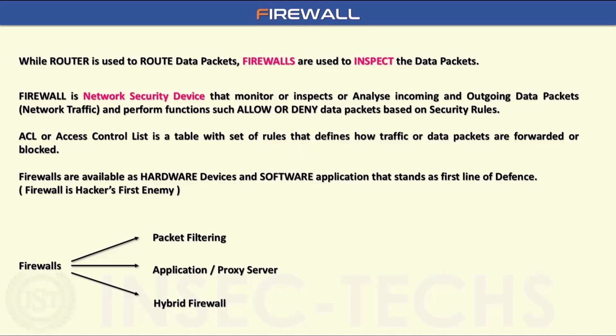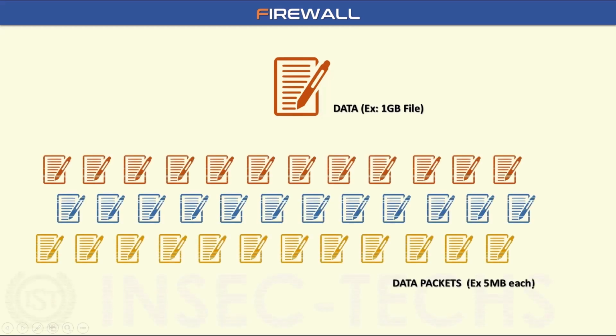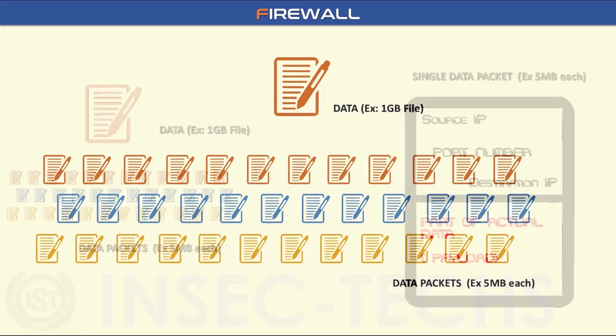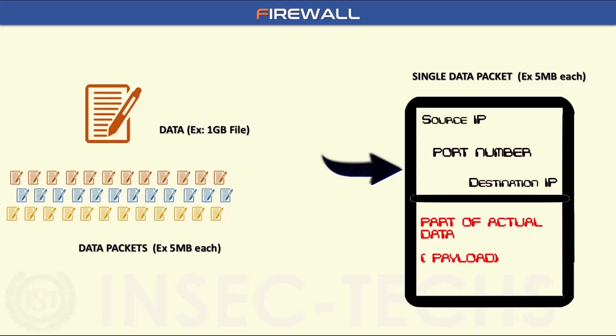Before learning about types of firewalls, we have already discussed what a data packet is. Say, for example, you are downloading a file or a movie, and the entire file is 1 GB. You will not receive 1 GB of data at once. The data is downloaded in the form of small packets, say 2 MB, 5 MB, or 10 MB each. These data packets have information about the sender's and receiver's IP addresses, and the other portion is part of the actual data, not the complete data but a part of the whole message or file in this case. This part of the data is called the payload.